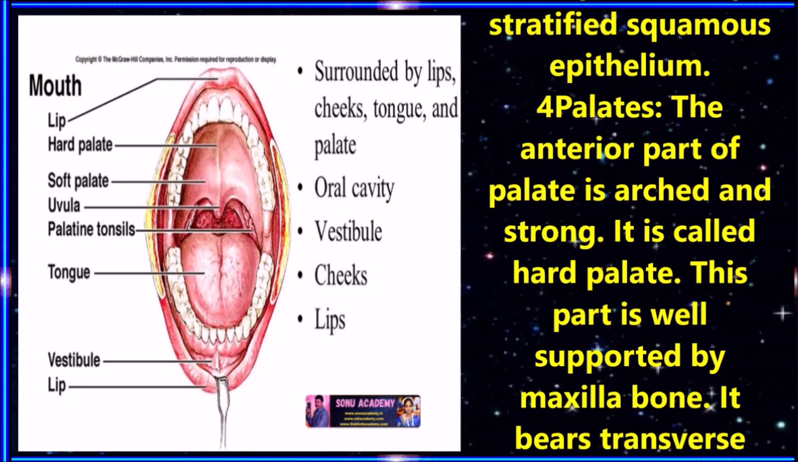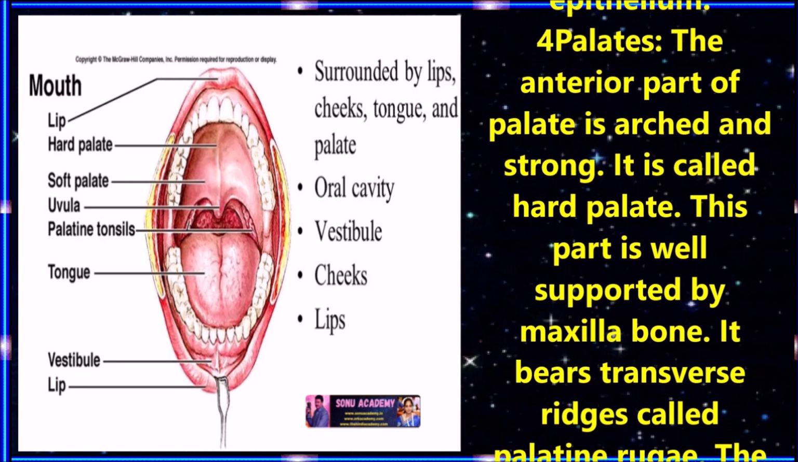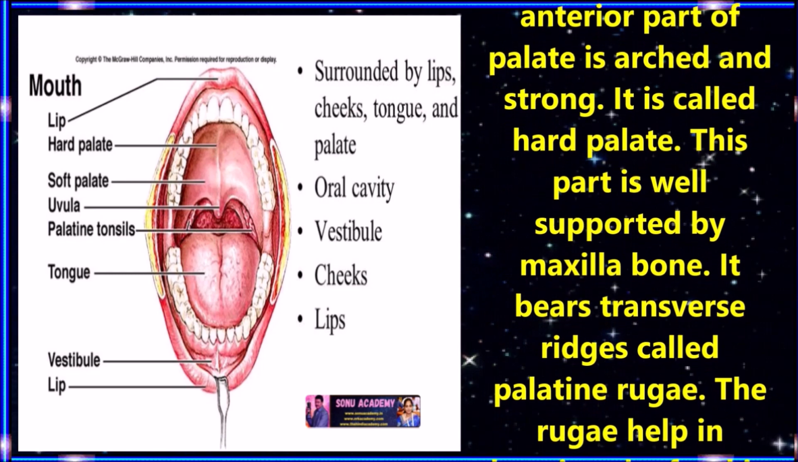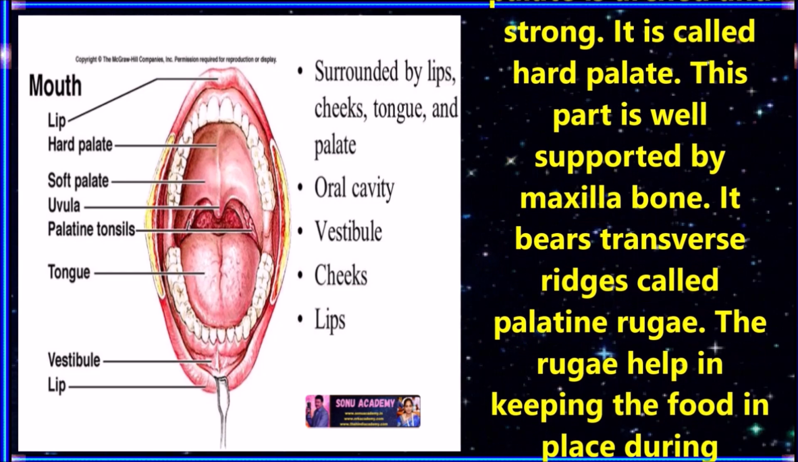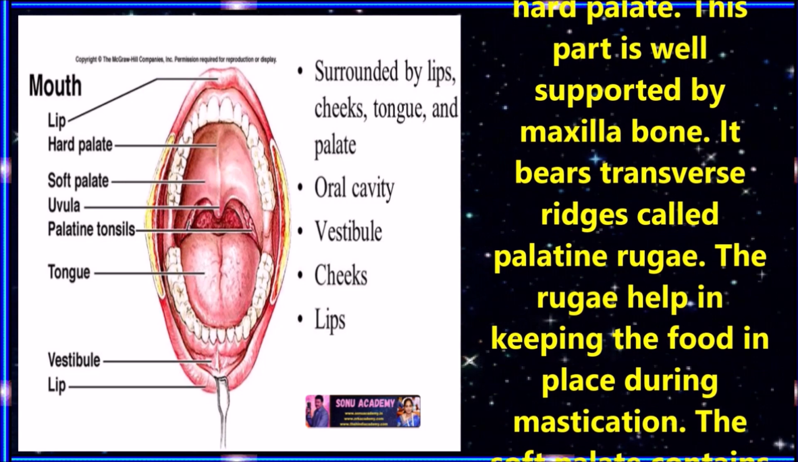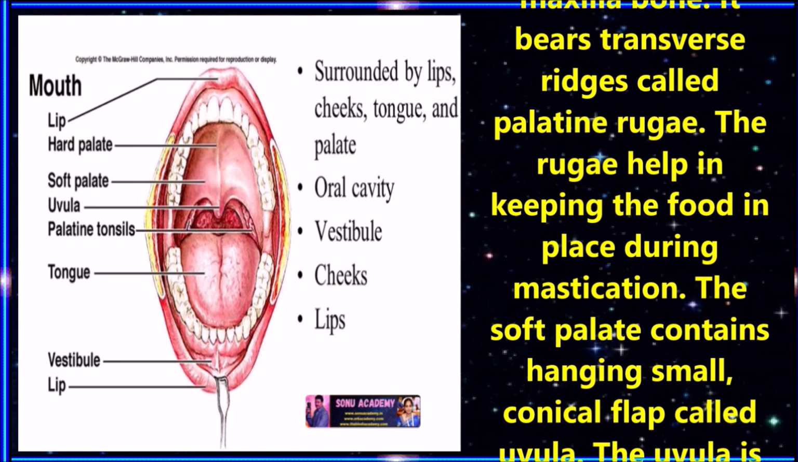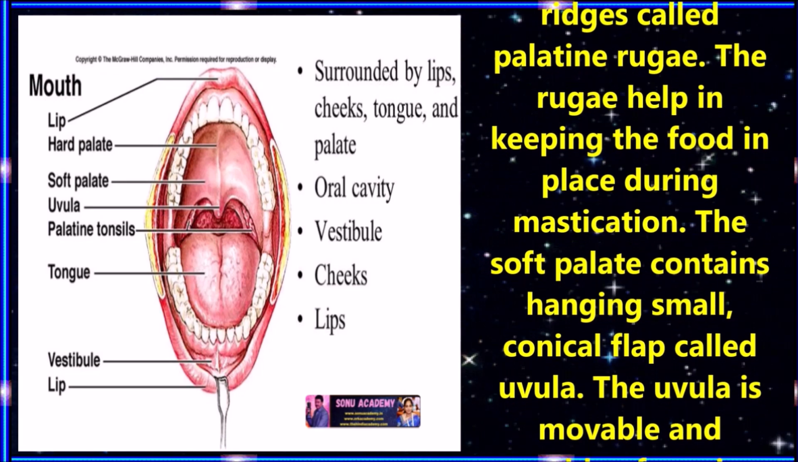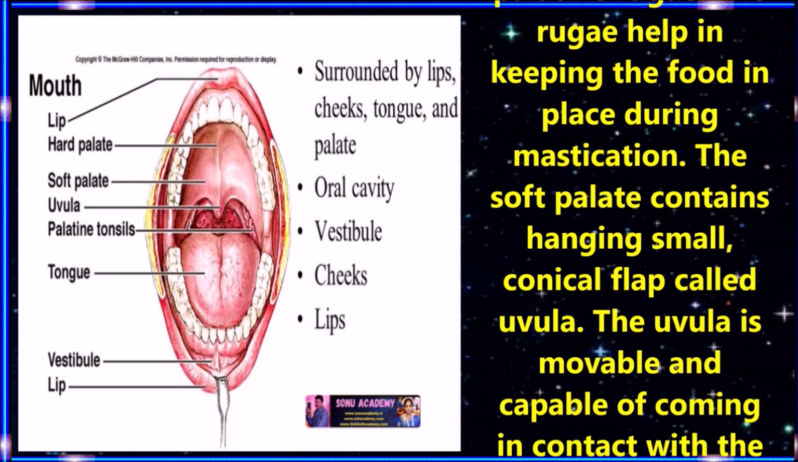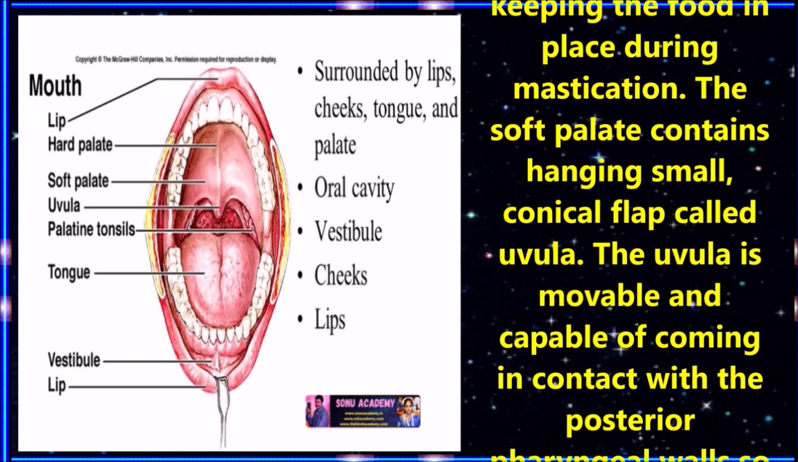The anterior part of palate is arched and strong. It is called hard palate. This part is well supported by maxilla bone. It bears transverse ridges called palatine rugae. The rugae helps in keeping the food in place during mastication.